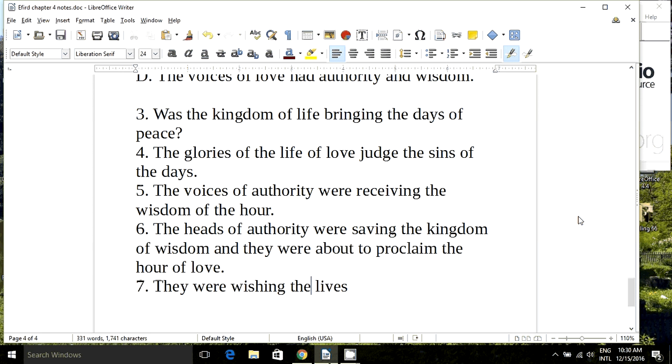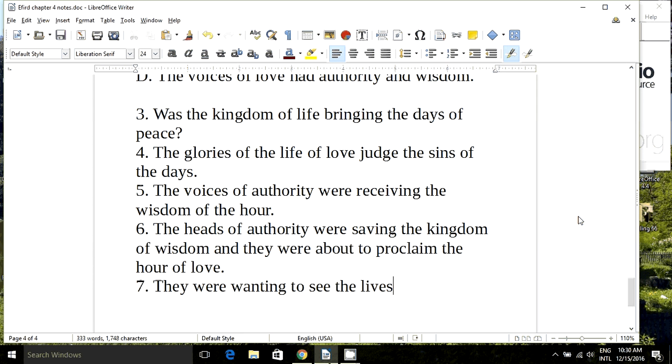But what I've got to remember is, if I change this to wanting to, then that helps me remember that thelo in Greek requires an infinitive, requires a complementary infinitive. And I have one, don't I? Blepein, blepein. They were wanting to see the lives. Now it all comes together.